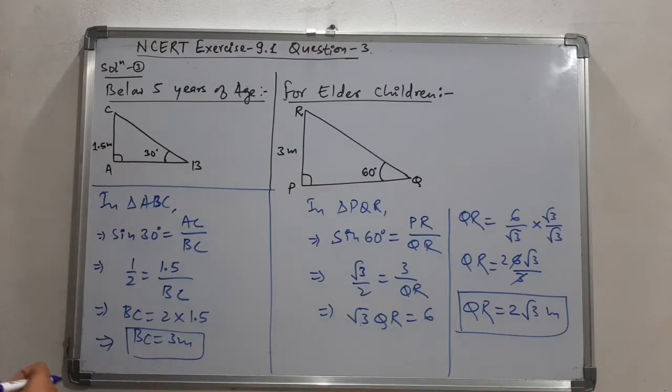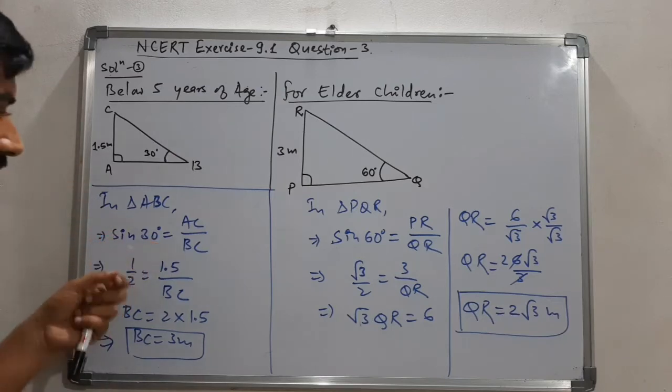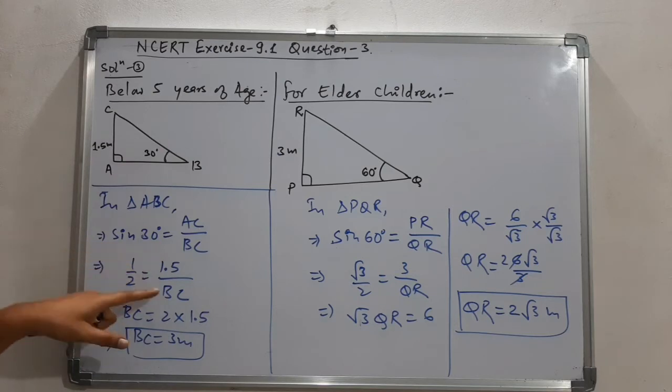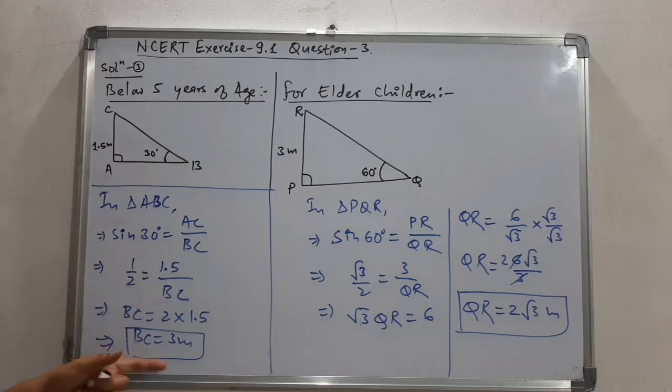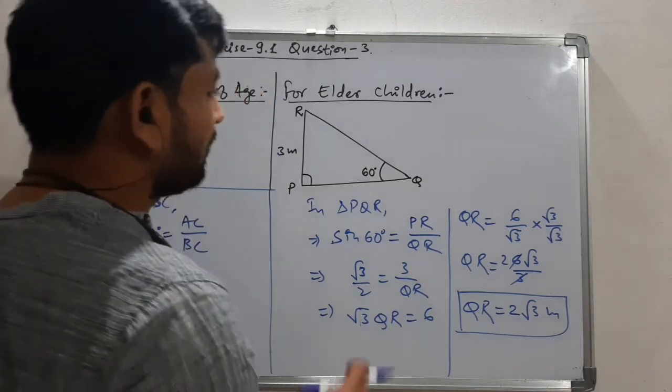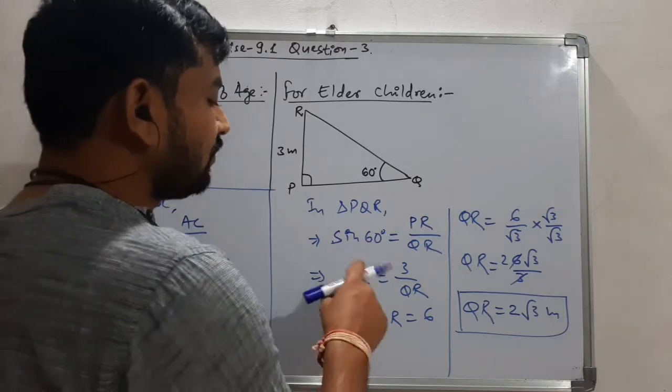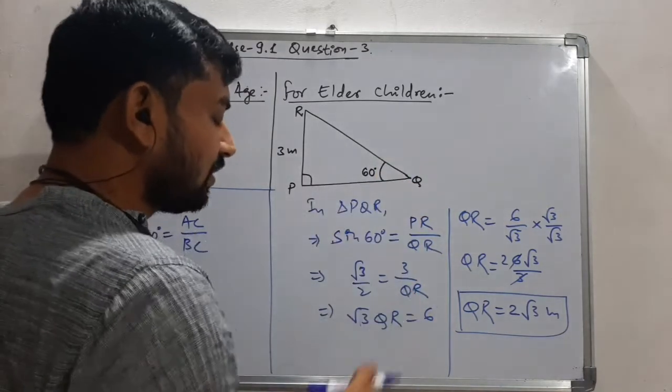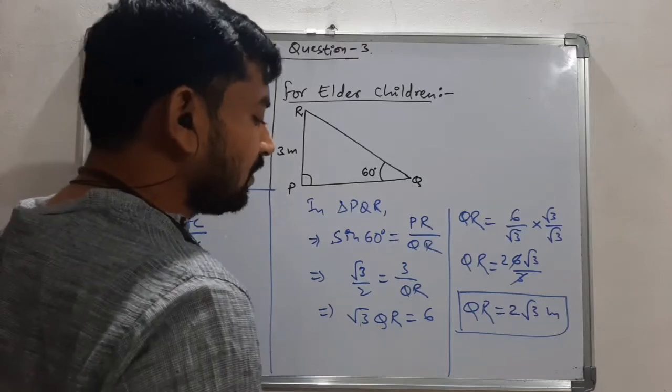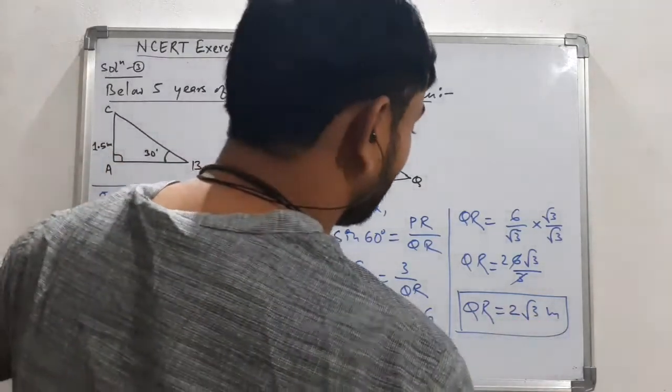So this is how we calculate the length of the slide in this situation. In the first case, we use the sin 30 angle, as the angle is 30. So it is 1.5 upon BC. On cross multiplication we got 3 meters. Here the angle is 60 degrees. So root 3 by 2 is 3 upon the hypotenuse. So from here we are getting the length of the hypotenuse as 2 root 3 meters.